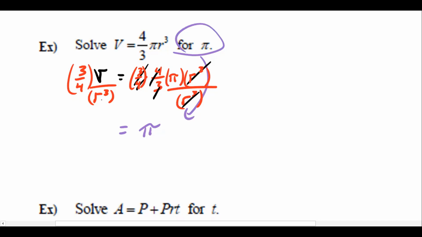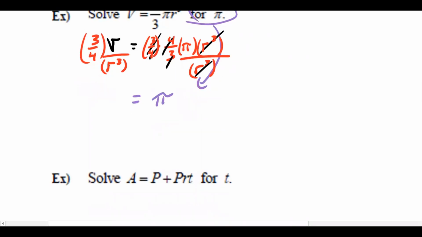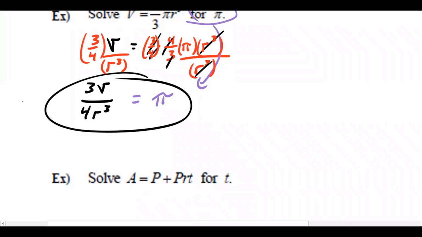On the left side, I'm just going to combine these factors together into a fraction. So we have a fraction. The factors on top would be 3 and v, and the factors on the bottom would be 4 and r cubed. Okay, so we'll go to the next one.